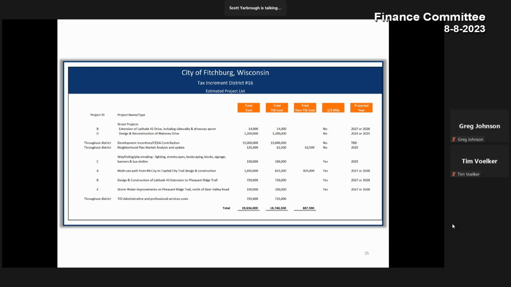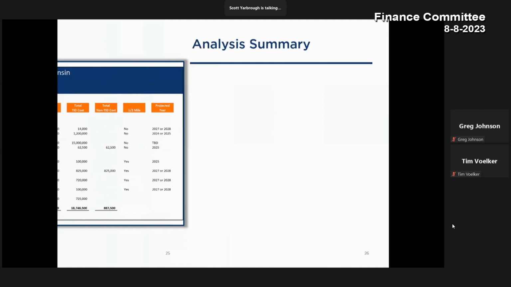Portions of these projects benefit areas outside the TID district. So under the TID statutes, those have to be paid by non-TID funds. But the majority of these costs would be TID eligible expenses for TID 16.